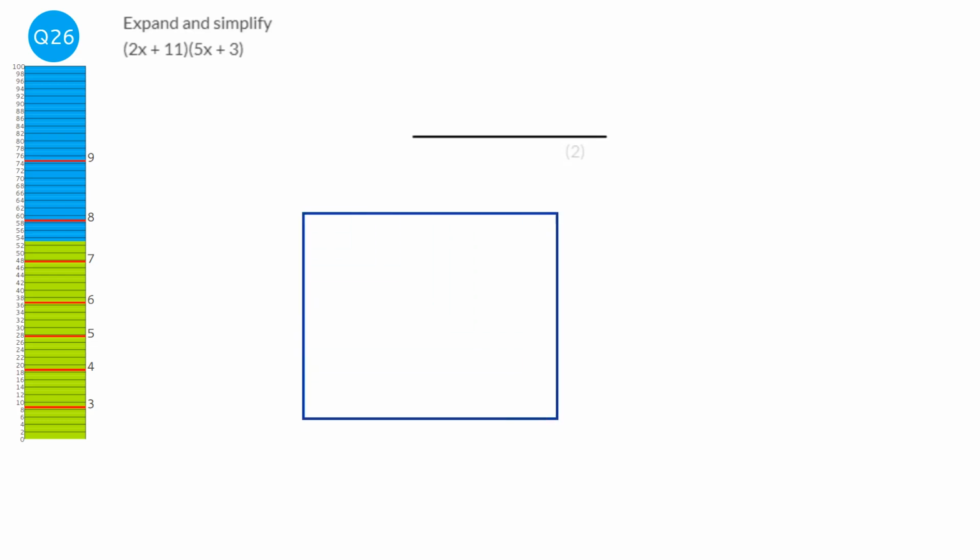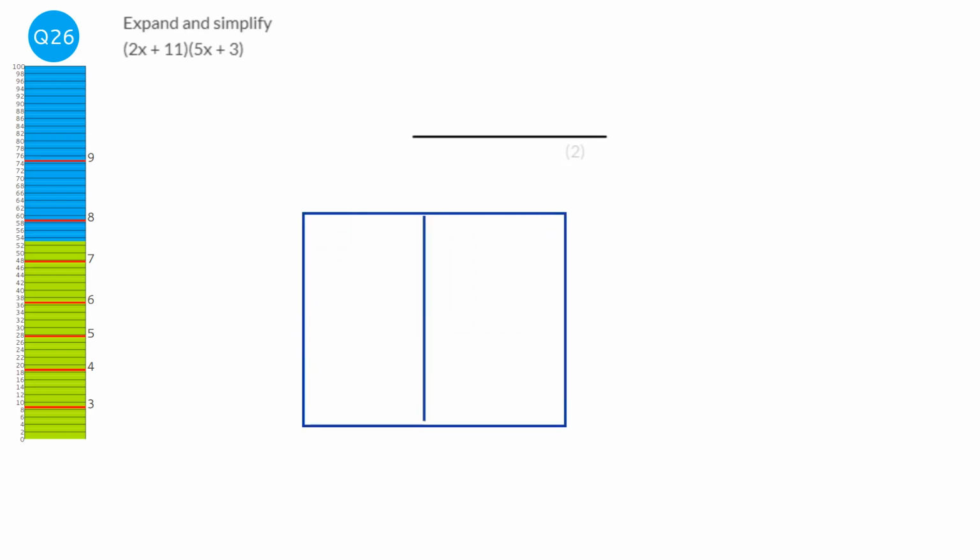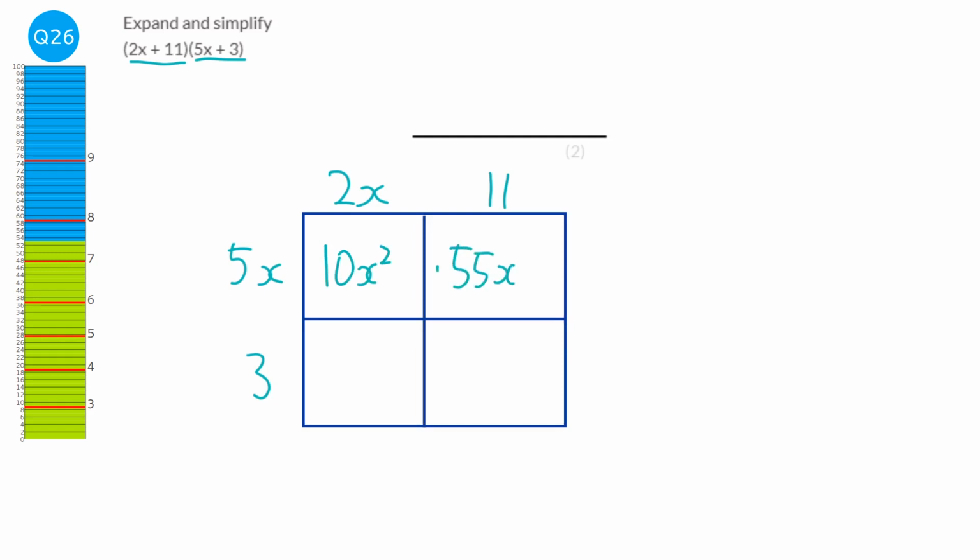So we're going to start by doing a multiplication grid, and we're going to start by putting 2x plus 11 at the top and 5x plus 3 down the side. And we're going to multiply them out, so 5 times 2 is 10, so it would be 10x squared. 5x times 11, so 5 times 11 is 55, so it would be 55x, and it's positive. And 3 times 2 is 6, so it would be 6x, and that's positive. And 3 times 11 is 33, and that would be a positive. So when we put them all together, we get 10x squared plus 55x plus 6x plus 33.